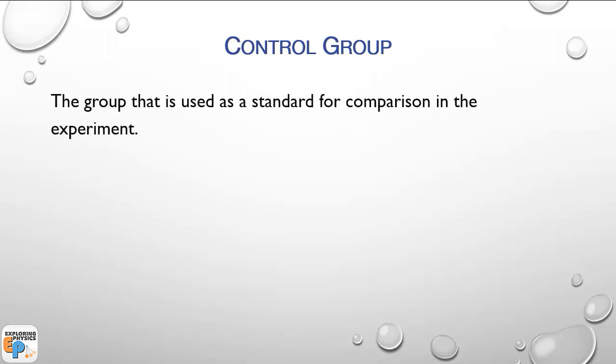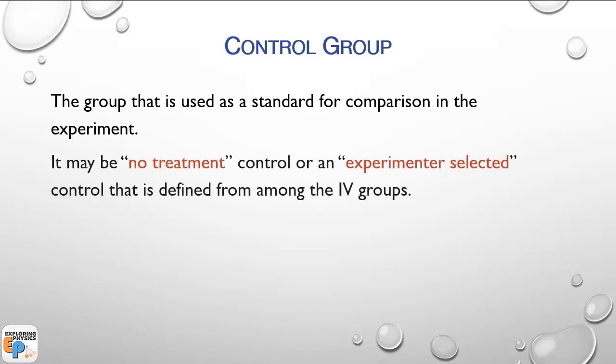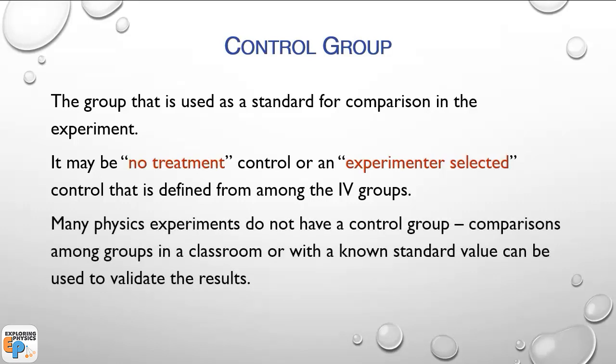The control group is the group that's used as a standard for comparison in the experiment. It may be a no-treatment control or an experimenter-selected control that is defined from among the IV groups. Many physics experiments do not have a control group. Instead, comparisons among groups in the classroom or with a known standard value can be used to validate the results.